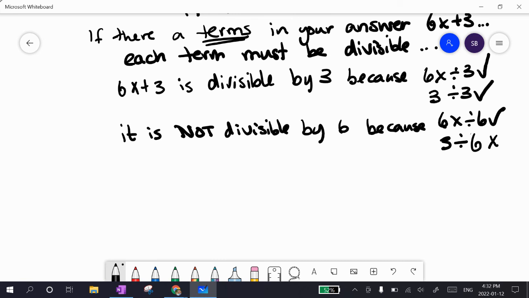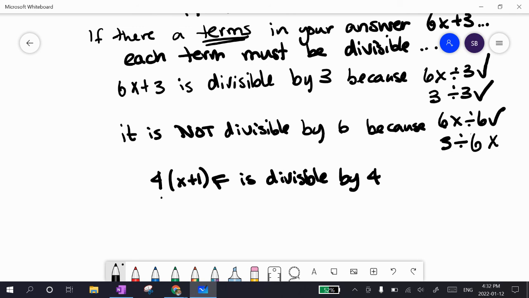Also, if something's outside of the bracket, so if you have, for instance, 4 times x plus 1, this whole thing is divisible by 4. Because remember, you're going to multiply this by each term. So this becomes 4x plus 4. So each term is then divisible by 4. Okay?